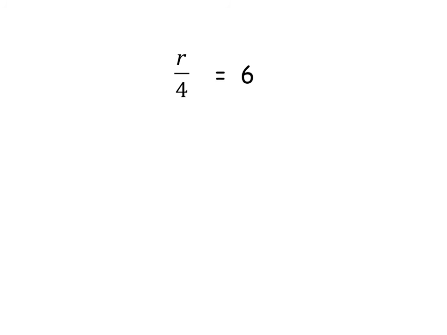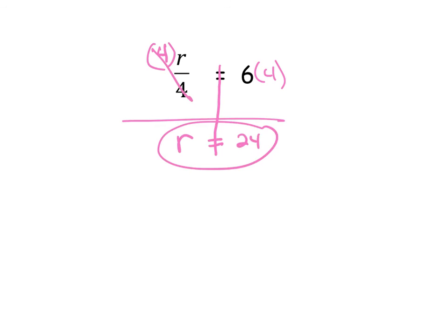What solving step do we need to take in order to isolate the variable in this equation? Because r is being divided by 4, we multiply by 4 on both sides of the equation. What is the solution for this equation? R equals 24. And now let's move on to our final equation.